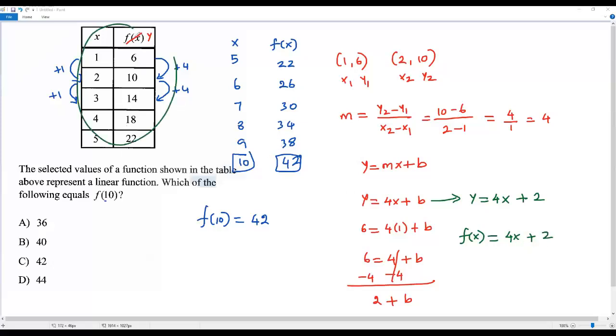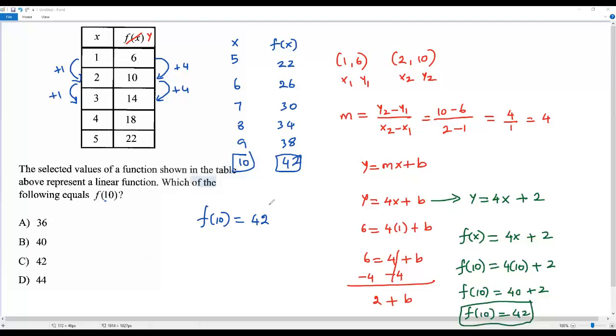So this is based on the values in the table. Our aim is to get the value of f of 10. So we can plug in 10 for x. On the right side also, we plug in 10 for this x. f of 10 is equal to 4 times 10, which is 40, plus 2. f of 10 is equal to 40 plus 2, which is 42. Okay, so in both ways, I got the same value for f of 10, that is 42. So the correct answer choice for this question is option C.